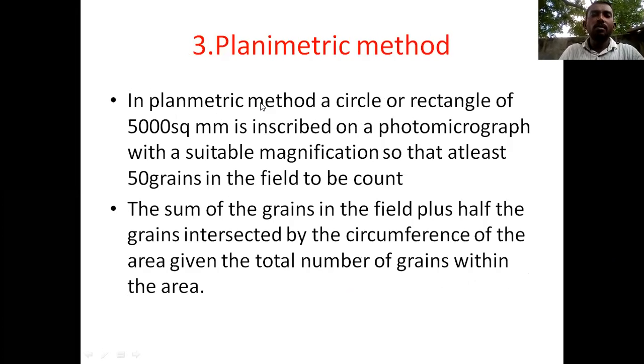The third one is the planimetric method. In the planimetric method, a circle or rectangle of 5000 square mm is inscribed on a photomicrograph with a suitable magnification, so that at least 50 grains in the field will be counted.